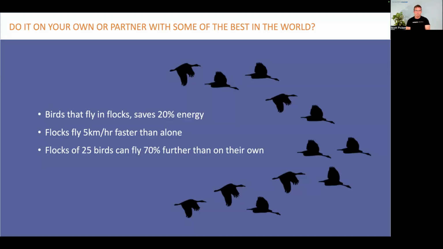According to nature and the laws of nature, a bird flying in a flock can fly 70% further than a bird flying on its own. Why, as investors, do we think we've got to do it all on our own? It makes no sense to me.